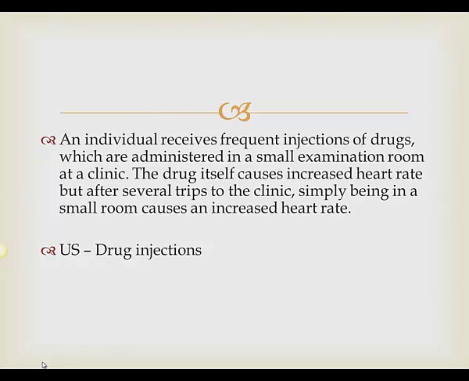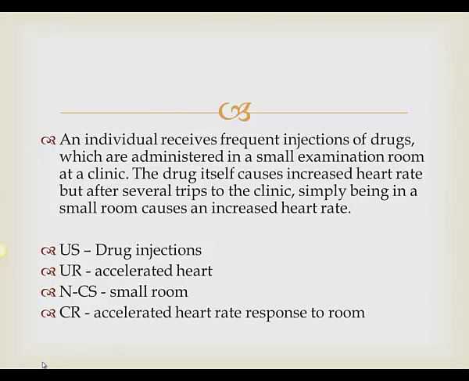First, we have our unconditioned stimulus, which are drug injections, and the unconditioned response is the accelerated heart rate. Now the new or the neutral item that has been added and becomes conditioned is the small room. And what occurred in this example is that the individual developed a conditioned response of an accelerated heart rate in response to a room.